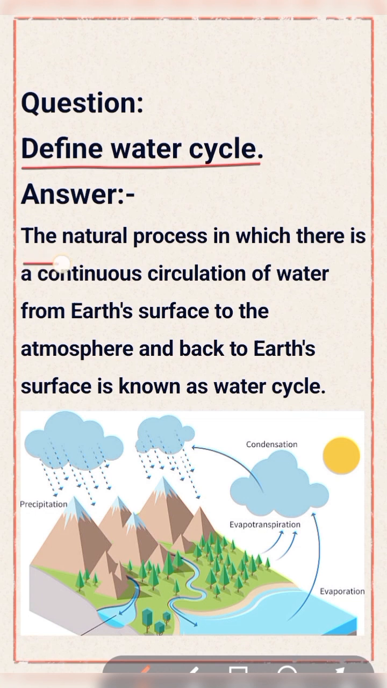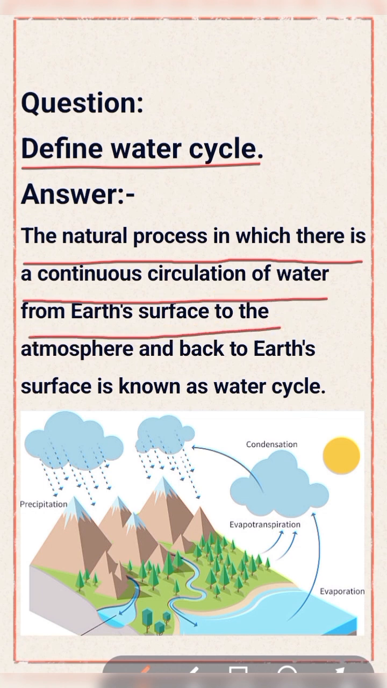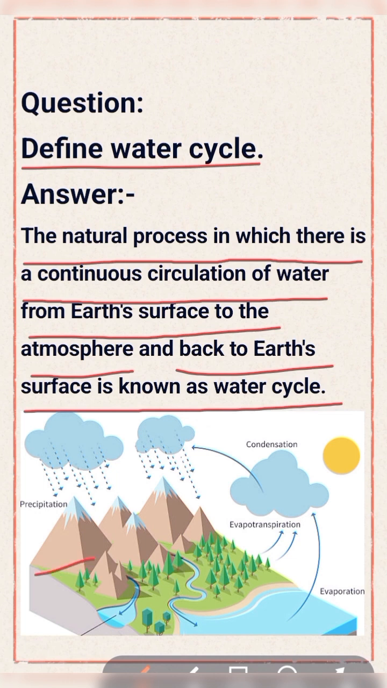Now define the water cycle. The natural process in which there is a continuous circulation of water from Earth's surface to the atmosphere and back to Earth's surface is known as the water cycle. This picture properly explains the above theory. Please show the picture properly.